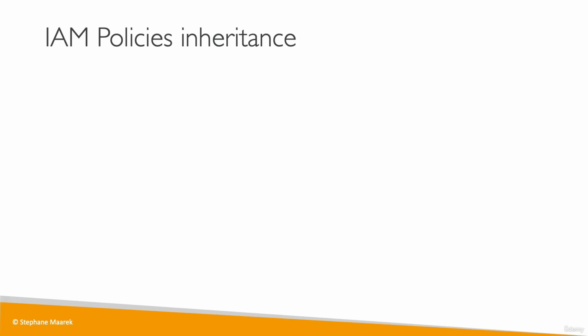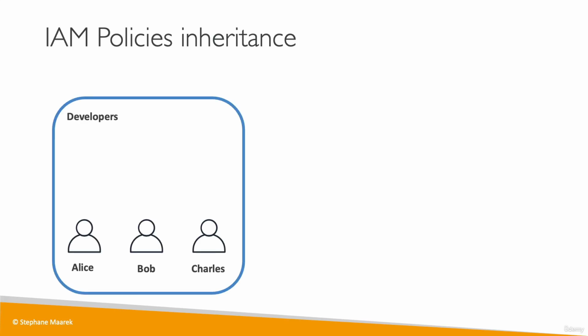Okay, so now let's discuss IAM policies in depth. Let's imagine we have a group of developers, Alice, Bob, and Charles, and we attach a policy at the group level. In that case, the policy will get applied to every single member of the group. So Alice, Bob, and Charles will all get access and inherit this policy.